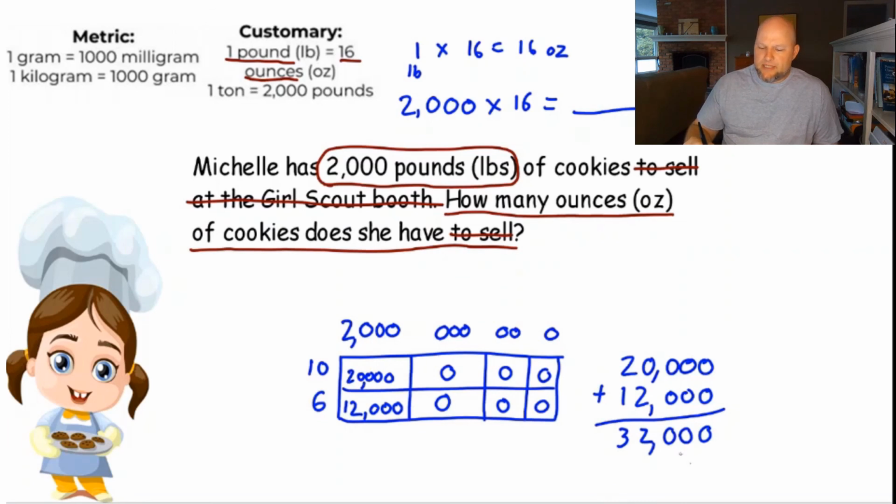So that means that if she has 2,000 pounds of cookies, she has 32,000 ounces of cookies. So 2,000 pounds equals 32,000 ounces of cookies. So to answer this question, how many ounces of cookies does she have? Michelle has 32,000 ounces of cookies. And that's how you convert within the metric and the customary in word problems.